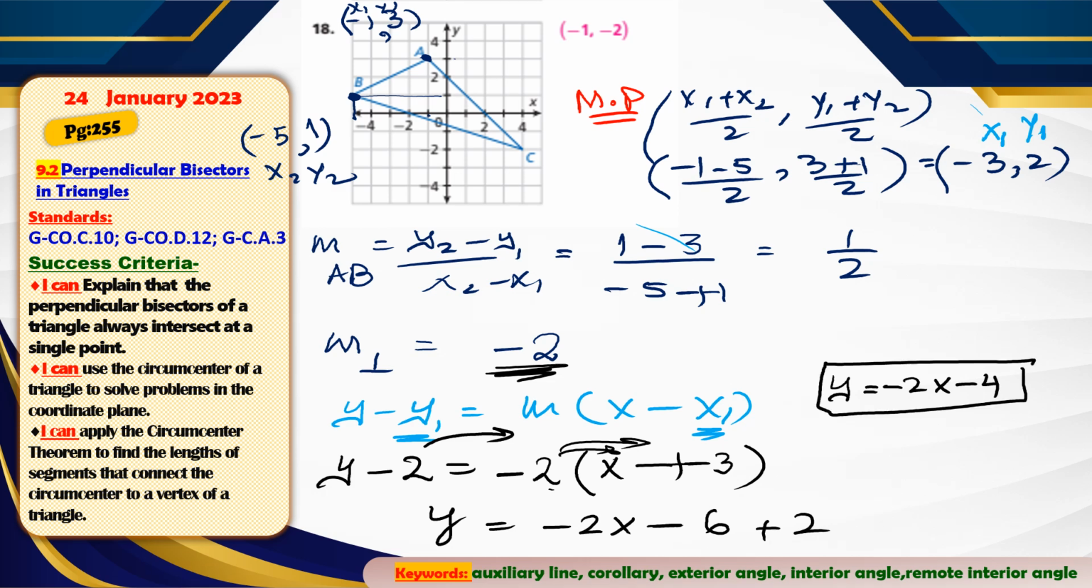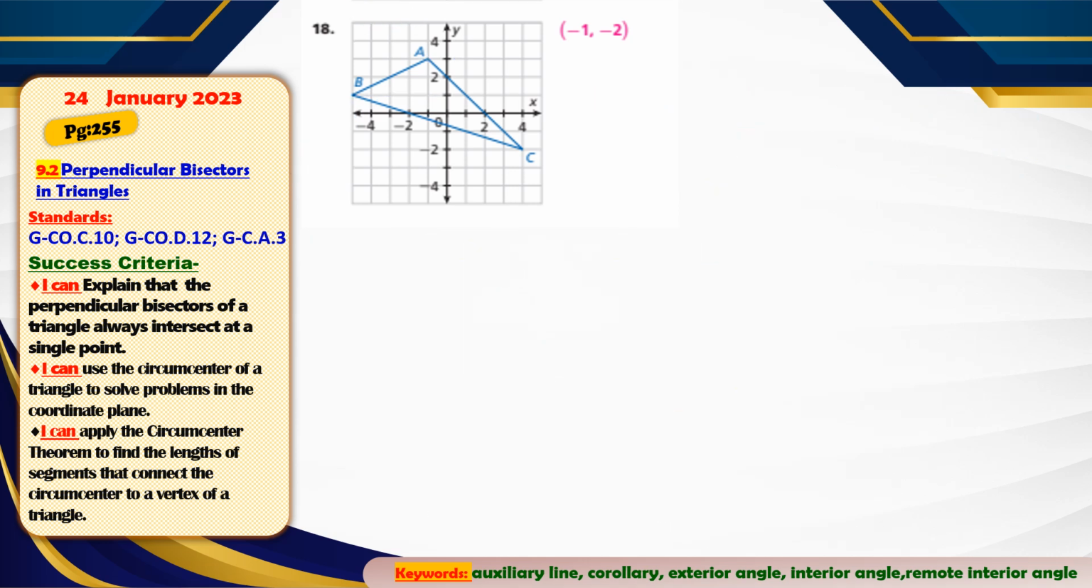So keep this in mind. Okay, negative 2x minus 4. Now we have to find out the midpoint of AC or BC, and similarly the slope of AC or BC. It means the angle of the bisector of AC or BC.